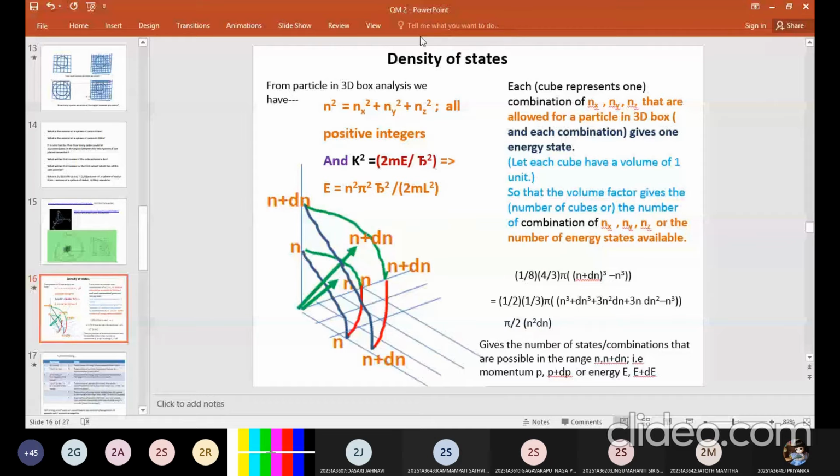Remember, we are looking for density of states, but what did I say? This gives me the total number of energy states available. I'm talking about the total number of energy states available. Did you talk about density? No, not yet. I did not talk about density yet. So this expression, pi by 2 n square dn, gives me the total number of energy states that are available between n and n plus dn. That's what we did till yesterday.